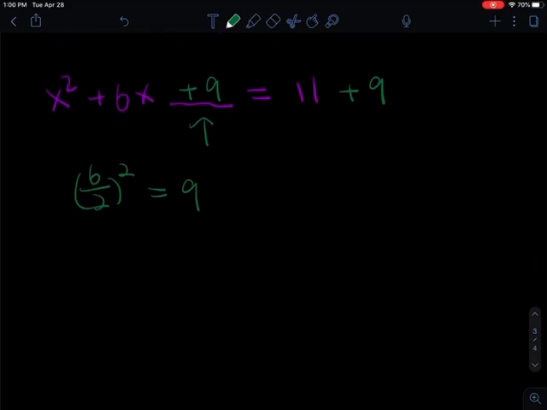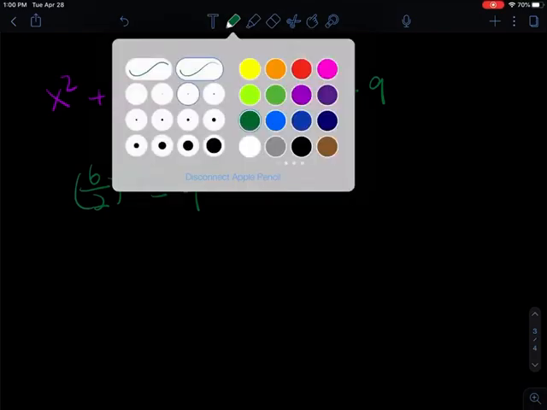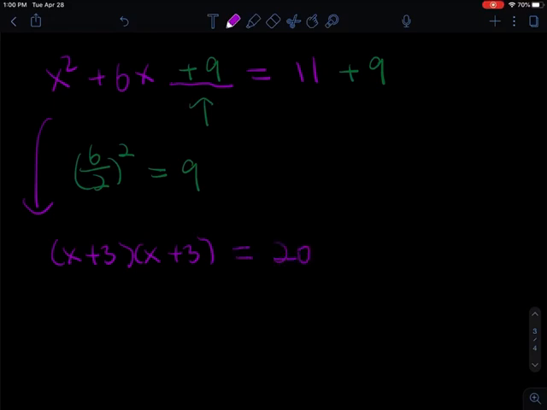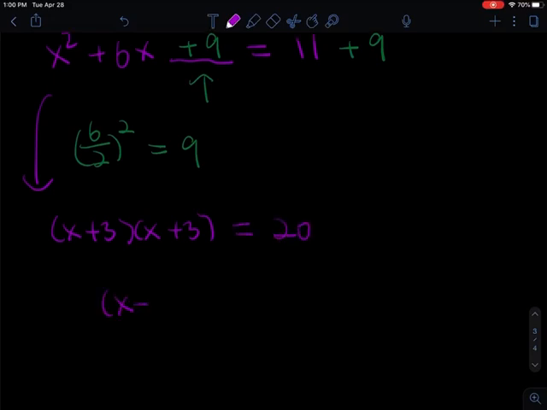And now you may be wondering, why do we just do that? Why do we add 9 to both sides? Well, now I can factor the left-hand side, right? I can factor this as x plus 3 times x plus 3 is equal to, and we can add those two, that's 20. And now we can actually write it like this: x plus 3 squared equals 20.